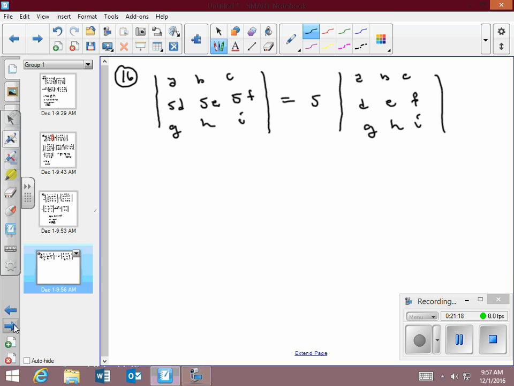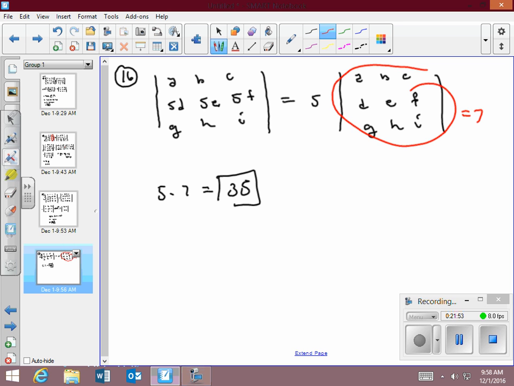Theorem 3C says if one row of A is multiplied by K to produce B, then the determinant of B equals K times the determinant of A. So there's no change in the sign. So then this is 5, and the determinant of that is given to you as 7, right? So this is 35, because I gave you the determinant of this thing right here. It's 7. Okay.